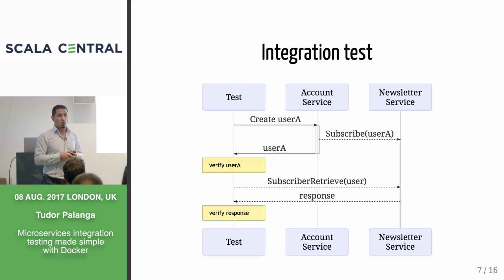So the basic scenario would be that we send a request to the account service to create the user, and in the background this account service is going to send a request to subscribe this user to the newsletter service, and then we get back the user from the account service. And after we verify that the user was created with the right details, we have to interrogate the newsletter service directly to verify that what we expected in this scenario really happened, right? So we do a subscriber retrieve to the newsletter service, and then we verify the response. So that's a pretty simple integration test that is proving that the interaction happened properly.